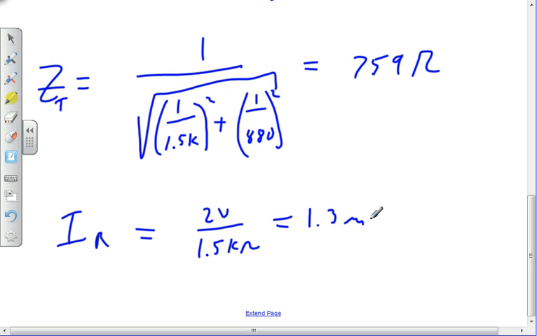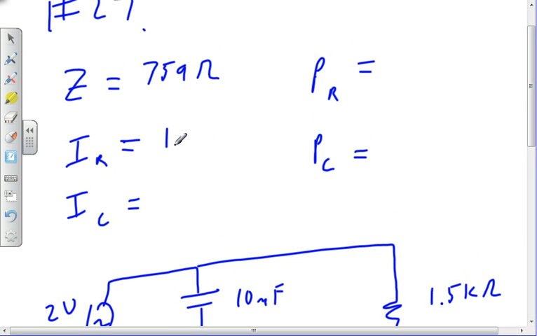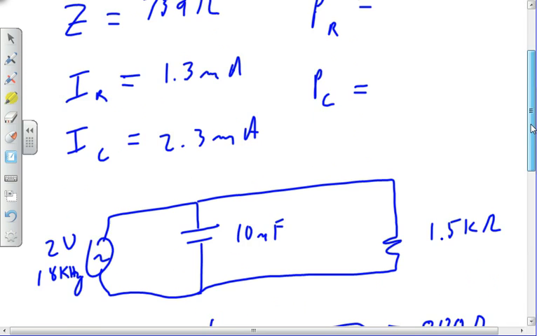1.3 milliamps. The current through the capacitor has to be 2 volts divided by 880 ohms. 2.3 milliamps. Okay, so 1.3 milliamps, 2.3 milliamps. Power through the resistor.